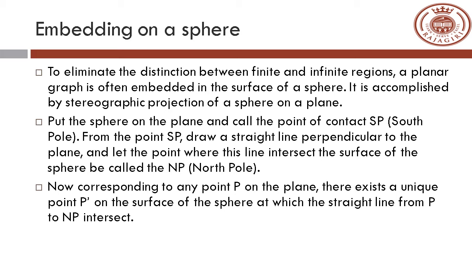Now, corresponding to any point P on the plane, there exists a unique point P dash on the surface of the sphere at which the straight line from P to North Pole intersects, which can be illustrated in the following slide.